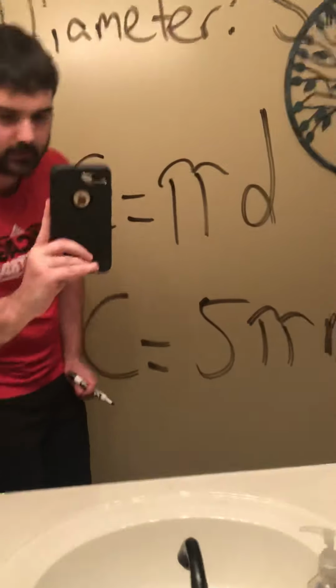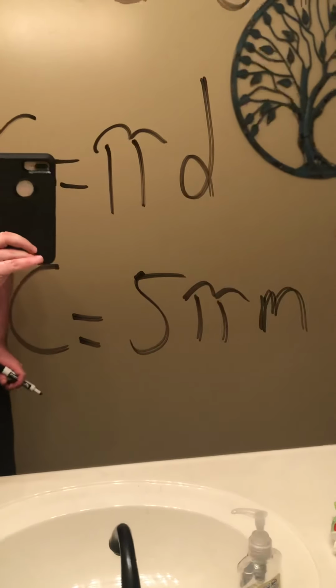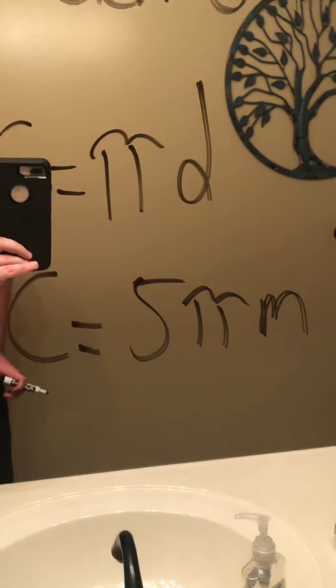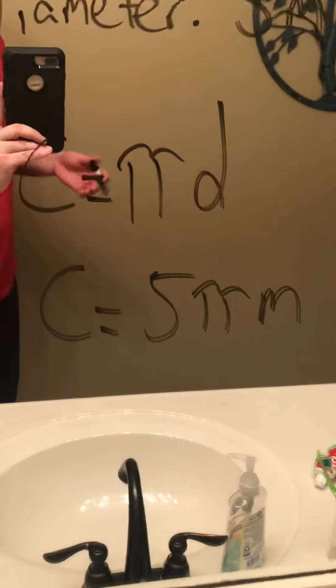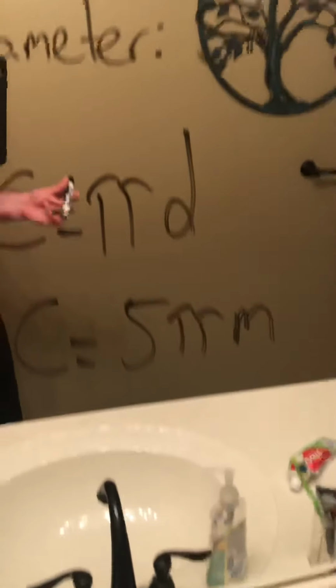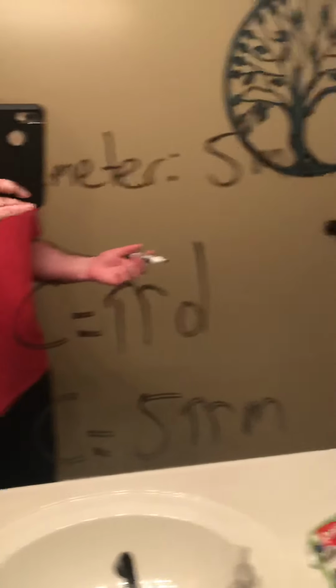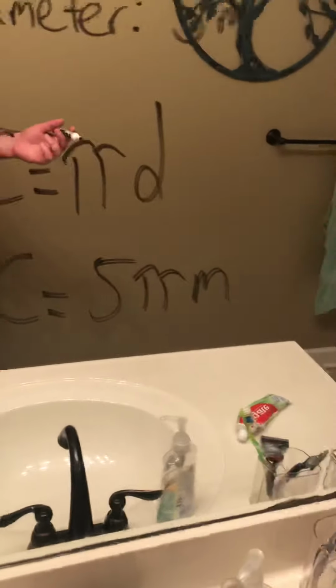Let me get down here so y'all can see it. Circumference is 5 pi meters. 5 pi meters is your answer, because you just do pi times the diameter. The diameter is 5, so it's just 5 pi meters.